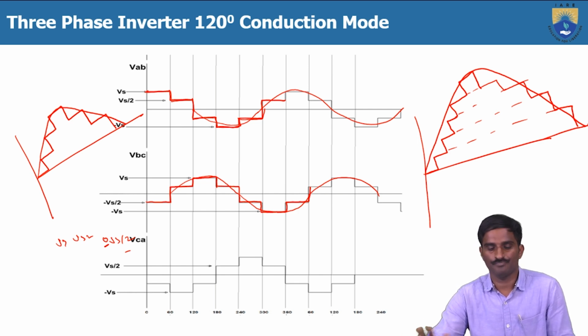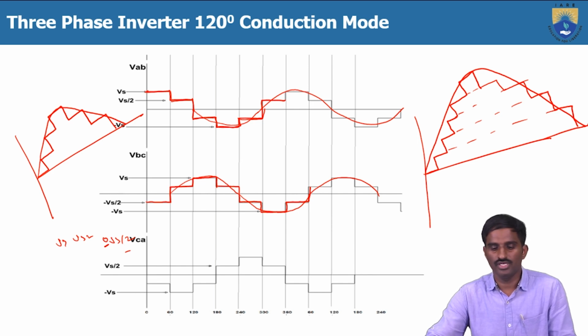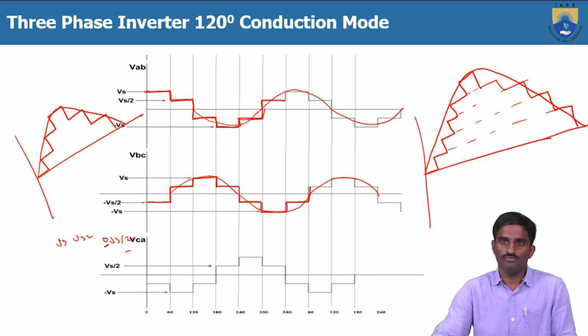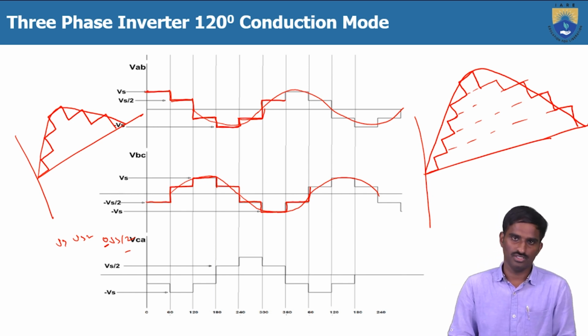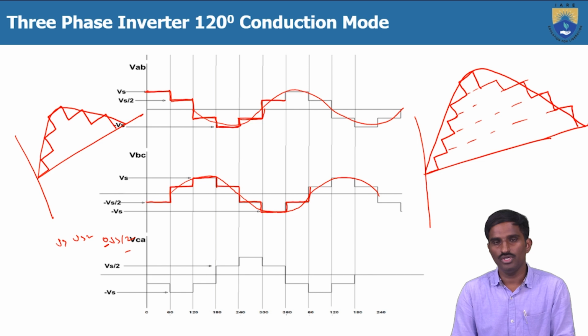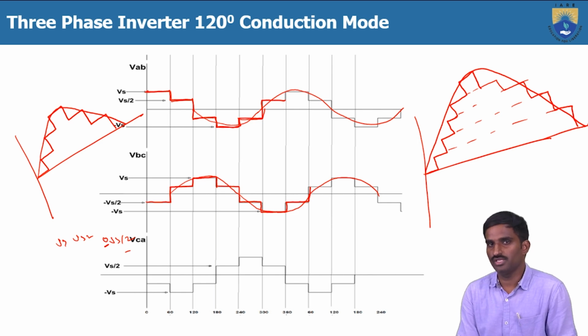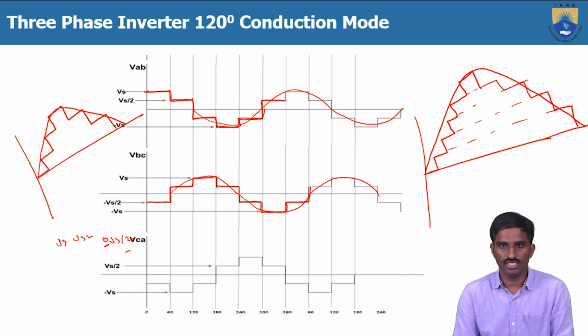This is about the 120-degree mode of conduction. Once you understand the 180-degree mode of conduction, then it is very easy to understand the 120-degree mode. The only difference between 120 and 180-degree mode is that in 180-degree mode the switch conducts for 180 degrees, and here every switch will conduct for 120 degrees. That is the only difference. Otherwise, as you can see, the procedure is the same.